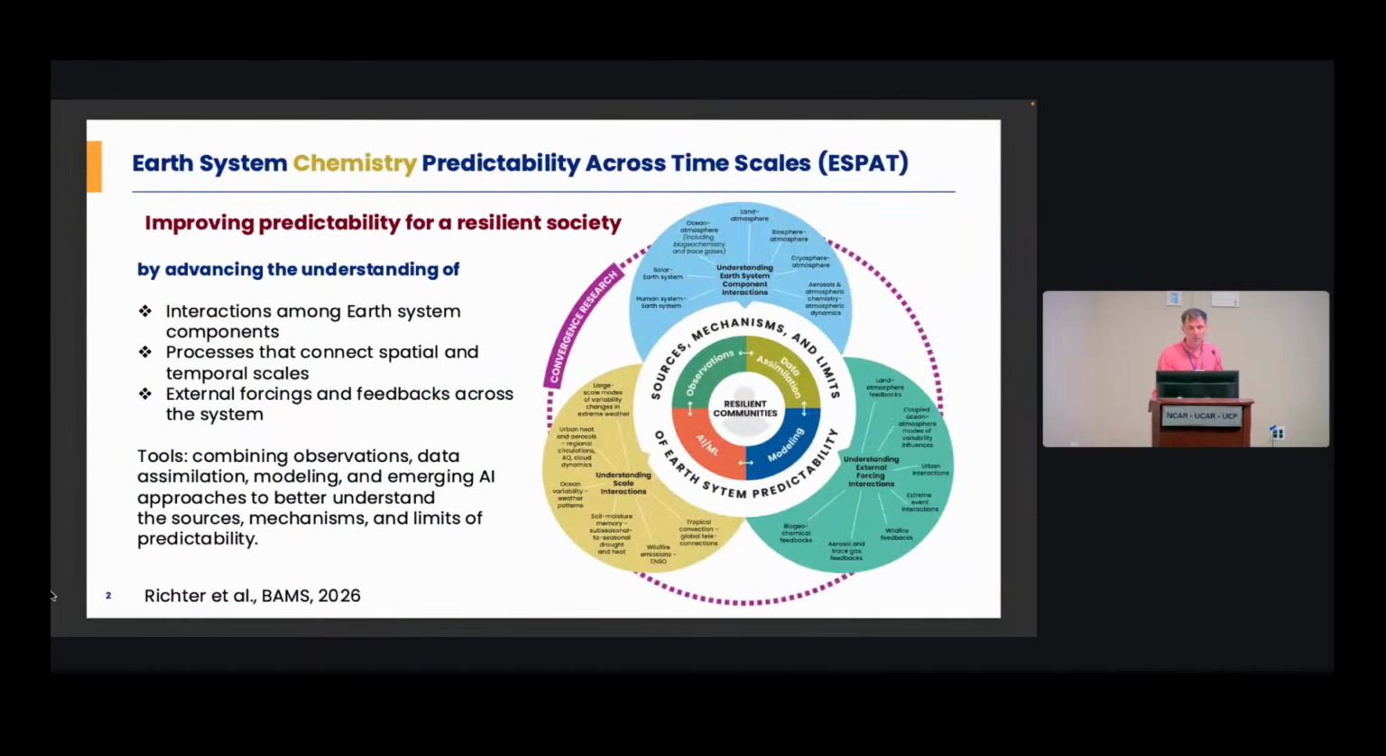This is part of a global, larger Earth system vision of improving prediction across timescales, and it's a larger NCAR thing, but here I'm adding the chemistry to it. We're interested in the interaction among Earth system components and improving those interactions, and improving the connection between spatial and temporal scales, especially for physical and chemical processes, and having a better understanding and quantification of external forcings and feedbacks across the Earth system.